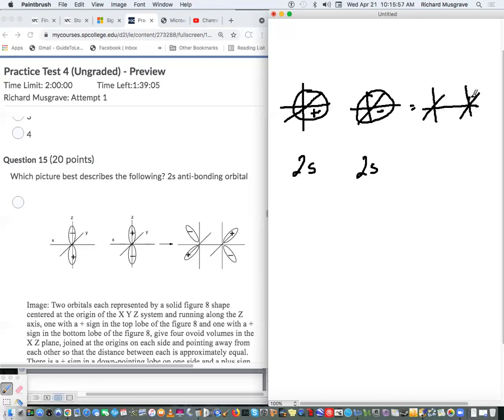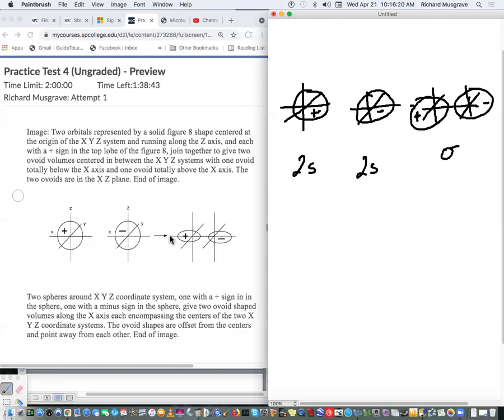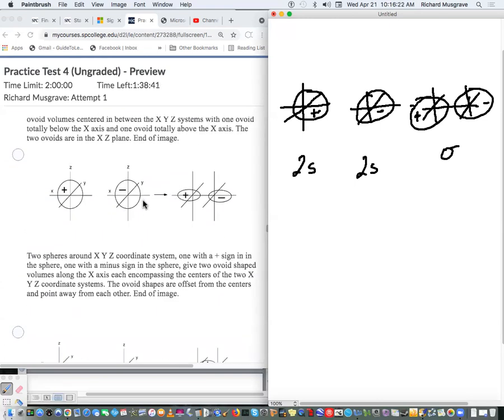And it's going to look something like this. The phases remain the same, so it's plus and that's minus. They don't bond together. So that's what you'd be looking for as the molecular orbital, and we call that a sigma orbital, right? The one you would be looking for would be this one here. That'd be the answer.